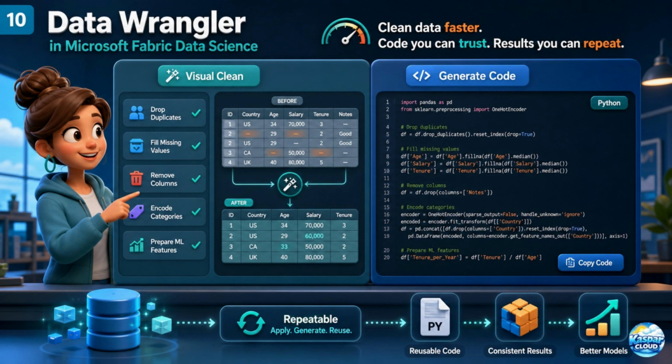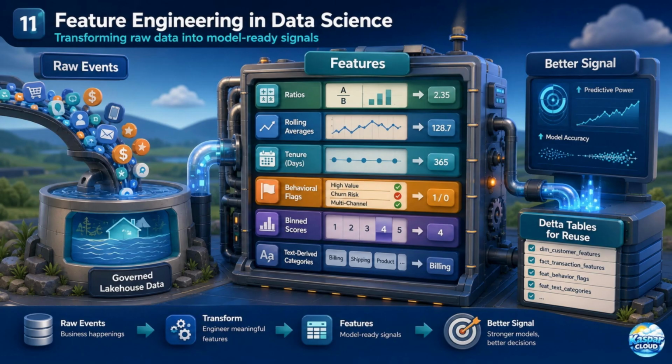This matters because one-time visual cleaning is not enough for enterprise-grade data science. The same transformation steps must be repeatable when new data arrives. Data Wrangler can support actions such as dropping duplicates, handling missing values, removing irrelevant columns, encoding categorical variables, and preparing features for machine learning. The result is a workflow where users can move quickly during exploration while still preserving the logic required for production.